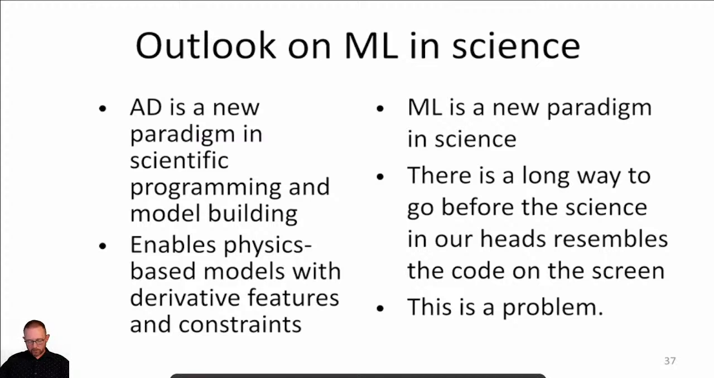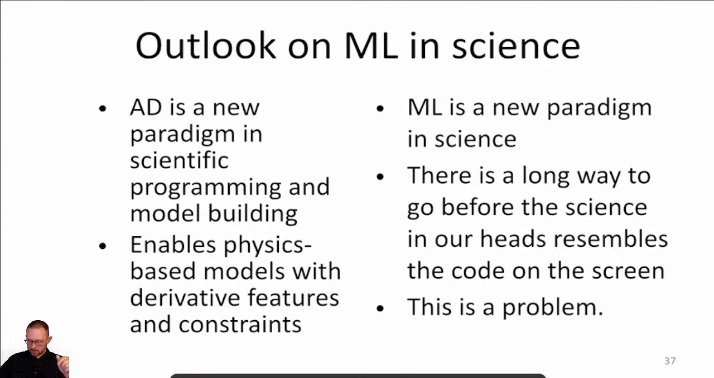Okay, so let me finish up here with the outlook on machine learning and science. I think automatic differentiation is a new paradigm in scientific programming and model building. I didn't talk about it very much, but it enables physics-based models with derivative features and constraints. We can simultaneously fit our data to the energy and to the forces, or we can invoke different kinds of derivative constraints like Gibbs-Duhem equations, for example. And this is really a new way to think about model building.